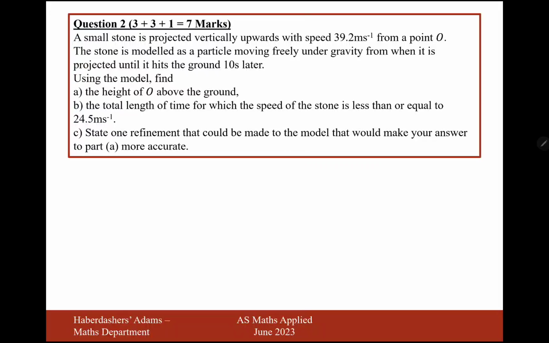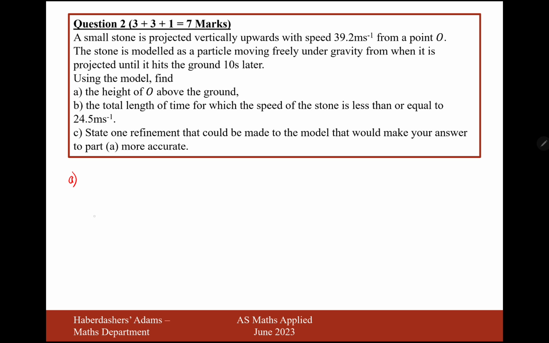A small stone is projected vertically upwards with a speed of 39.2 meters per second from a point O. The stone is modelled as a particle moving freely under gravity when it is projected until it hits the ground 10 seconds later. Using the model, find the height of O above the ground.